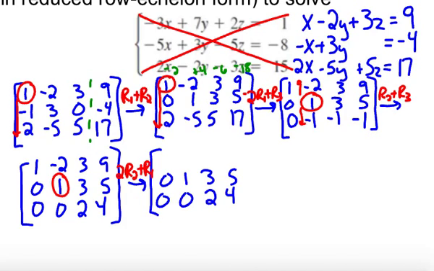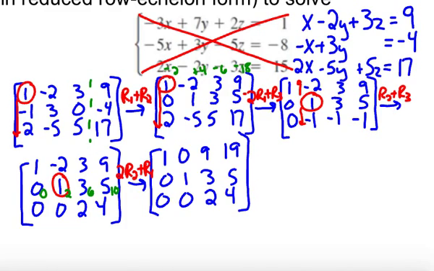Okay? So I'm going to take 2 times row 2. So this is going to be a 0. This will become a 2, a 6, and a 10. Now we're going to add that to row 1. Okay? So 0 plus 1 is 1. 2 plus negative 2 is 0. 6 plus 3 is 9. 10 plus 9 is 19. Okay.